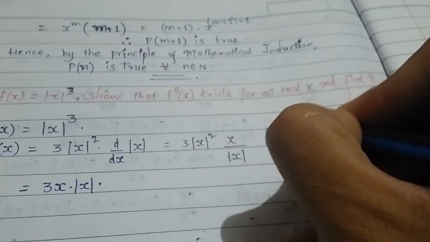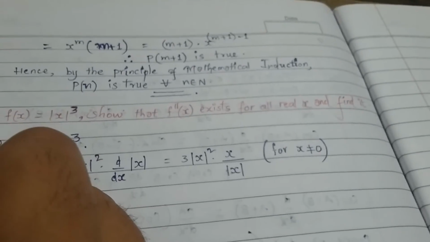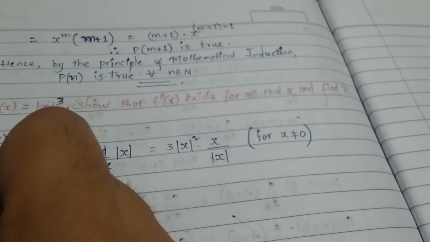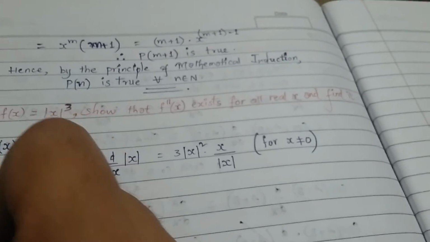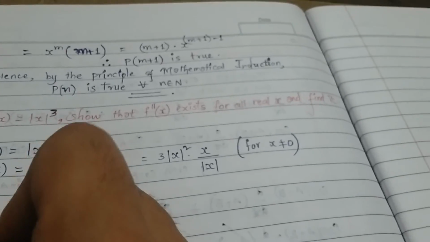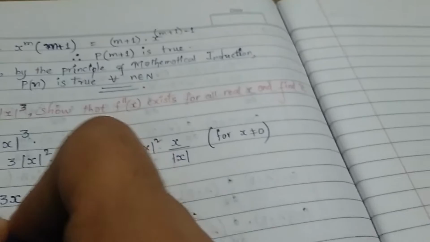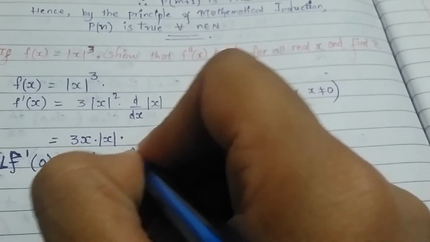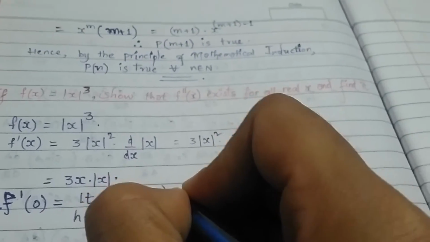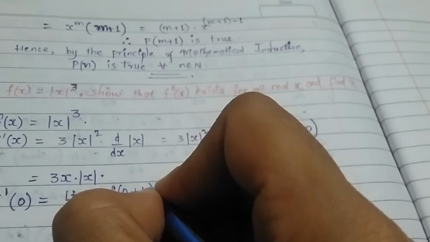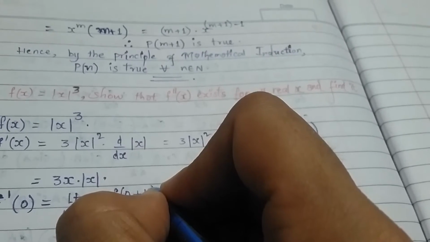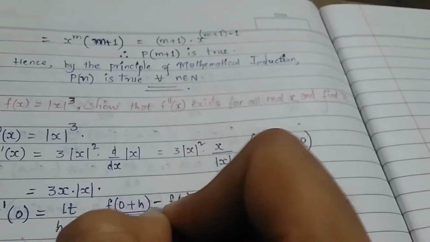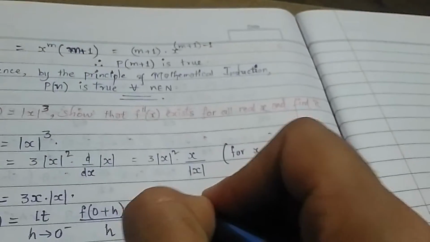And this is for x not equal to 0. For x equal to 0, we have to check the left hand differentiability of this function. f dash of 0 at x equal to 0 is equal to limit h tends to 0 minus, f of 0 plus h minus f of 0 divided by h.